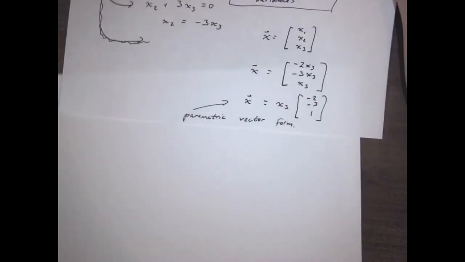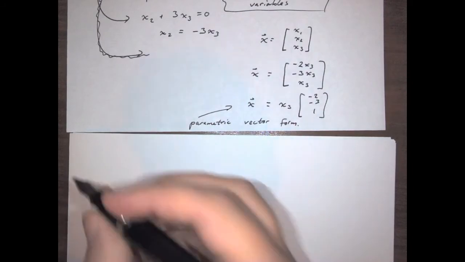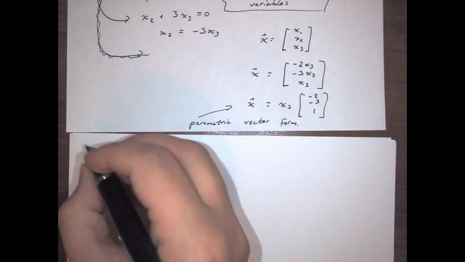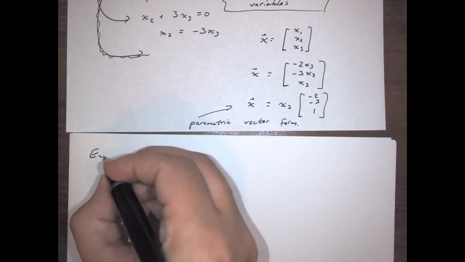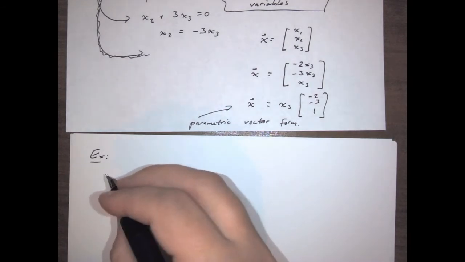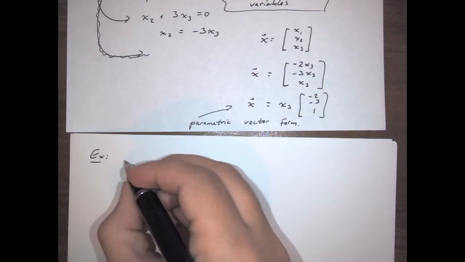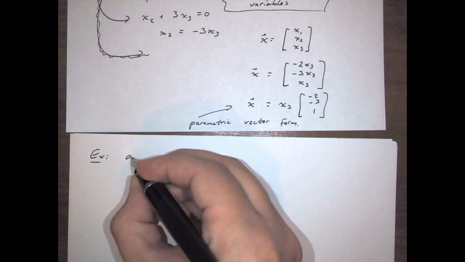Now, what if what we had was a non-homogeneous system of equations? Let's take that as an example. We don't have to change our procedure at all. We can just watch how it all plays out. So as an example, let's say that we have something like this. This is again the augmented matrix.